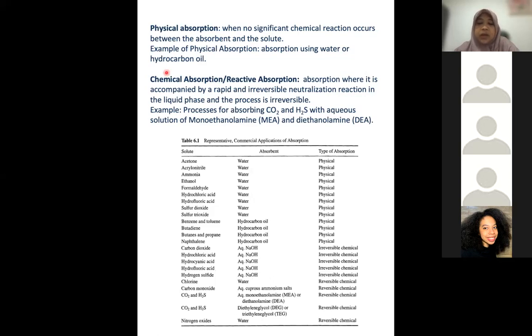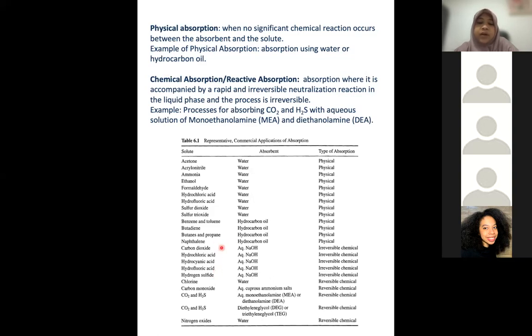Sometimes, for example, acetone with the absorption of water, acrylonitrile, ammonia, ethanol, can be absorbed by water, and the typical absorption is physical. And for benzene, butadiene, butane, propane in hydrocarbon oil, these are also easily vaporized in the gas phase. It's called physical absorption.